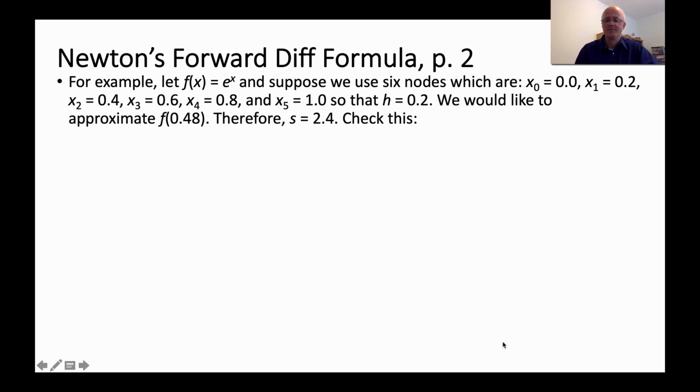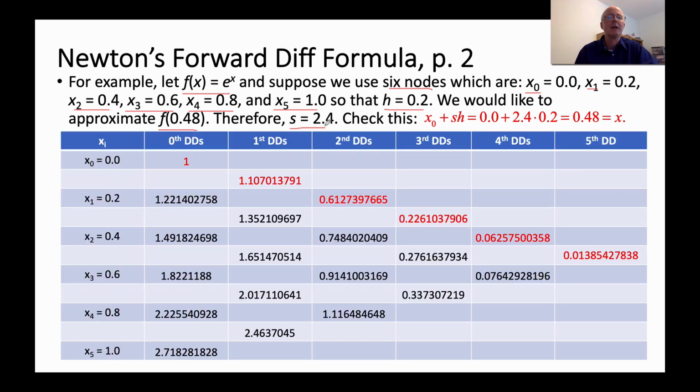All right, let's look at our example in more depth. So our function is e to the x. Again, we've got 6 nodes, so n is actually 5. We've got x0 is 0, x1 is 0.2, x2 is 0.4, x3 is 0.6, x4 is 0.8, and x5 is 1. So h is delta x is 0.2, like I've already mentioned. We want to approximate f of 0.48, and like I already mentioned on the piece of paper, that means s is 2.4, and you can double check it this way. Here's the table that organizes the work for computing the divided differences. And ultimately, once you've got these divided differences, you can use them to approximate the function.